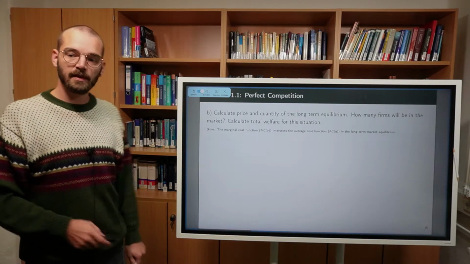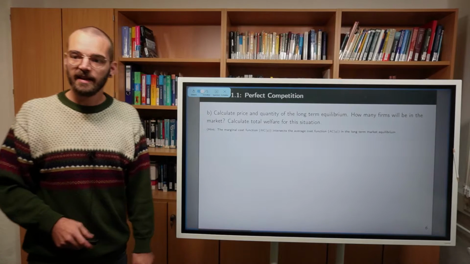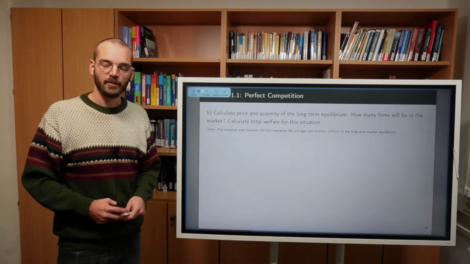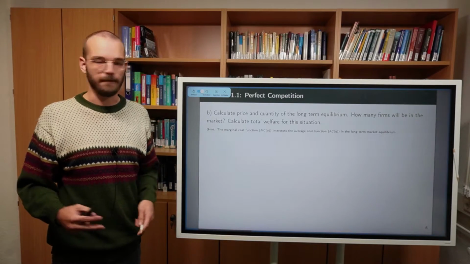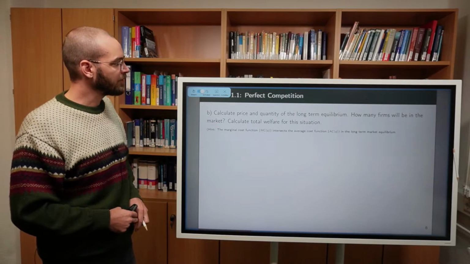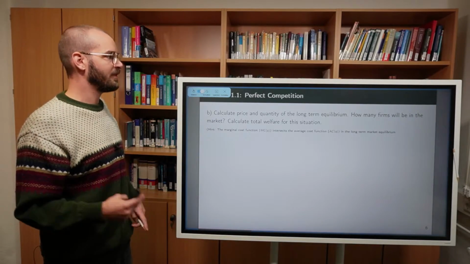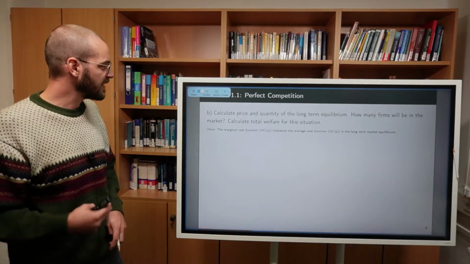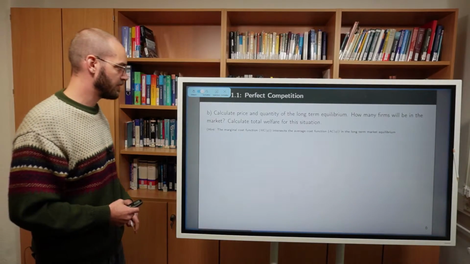And with that, we are already done with task A and can now move forward towards task B. In this, we are asked to calculate the price and quantity of the long-term equilibrium, how many firms will be in the market, and calculate the total welfare in this situation.